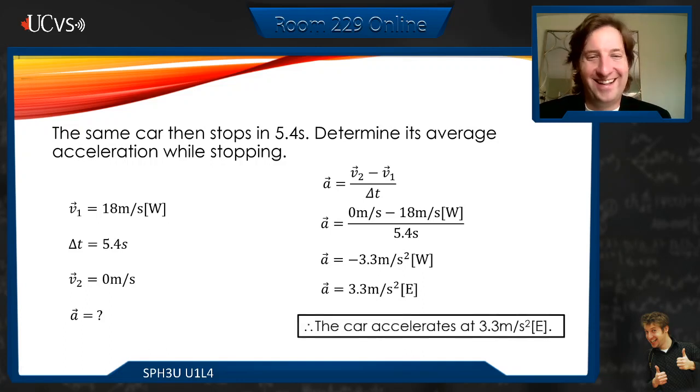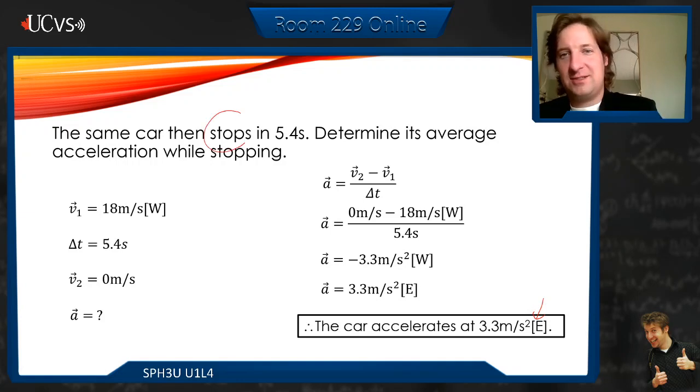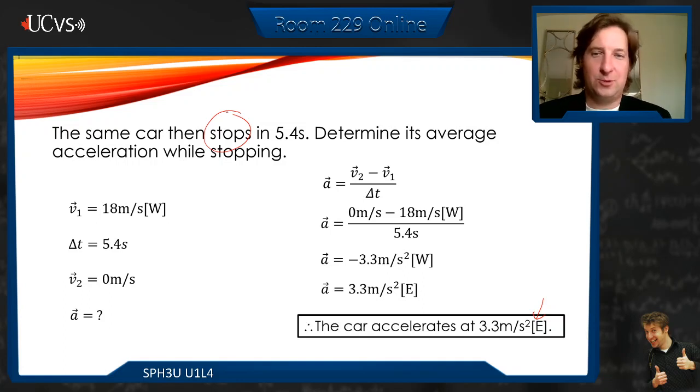The car accelerates at 3.3 meters per second squared east. And remember that this is in the opposite direction of its initial velocity. So this is a slowing down, which makes sense because it tells us the car is stopping, right? So it has to slow down. And that's where that negative showed up in our math.